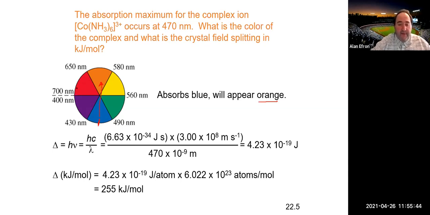Now, how do we figure out the crystal field splitting in kilojoules per mole? Again, this is basically the equation that we just saw there: E equals h times the frequency.